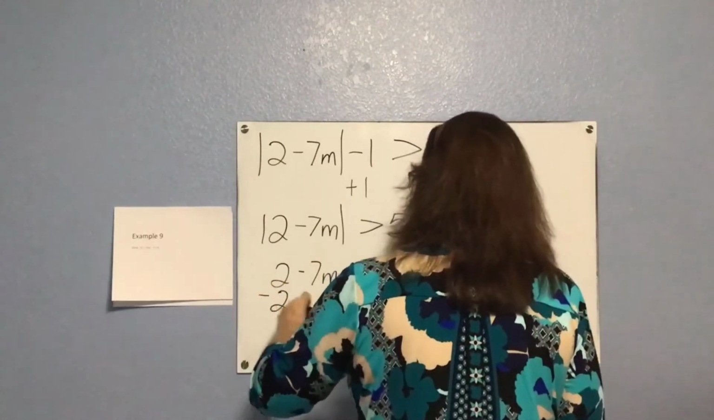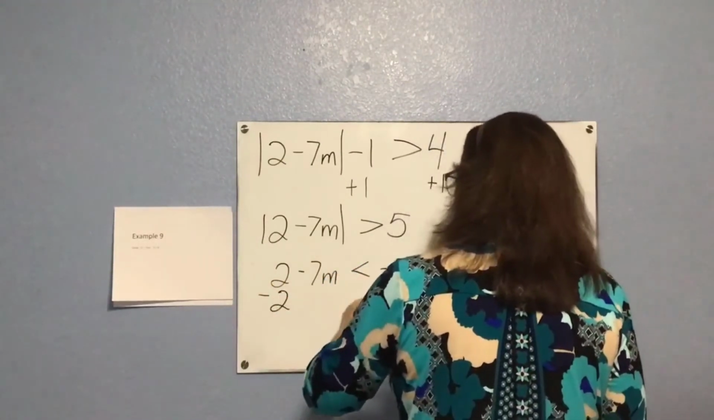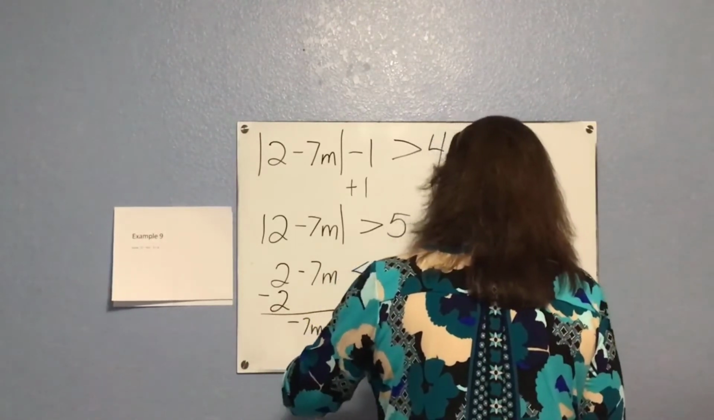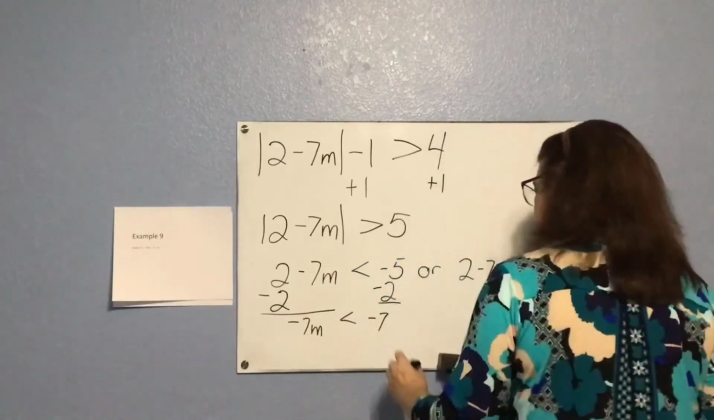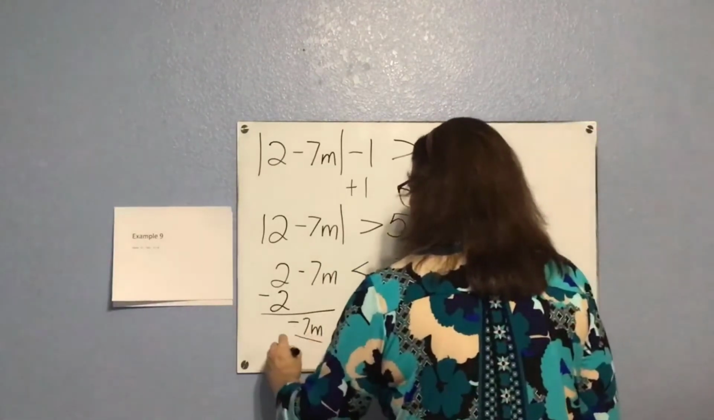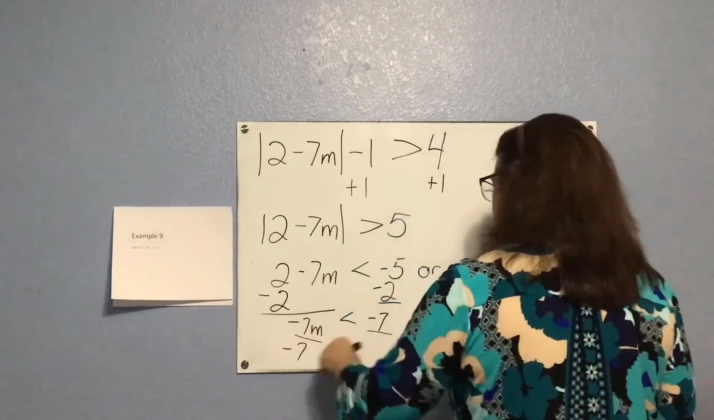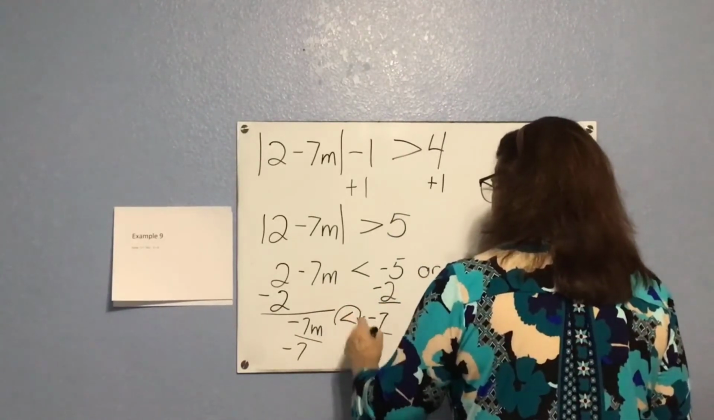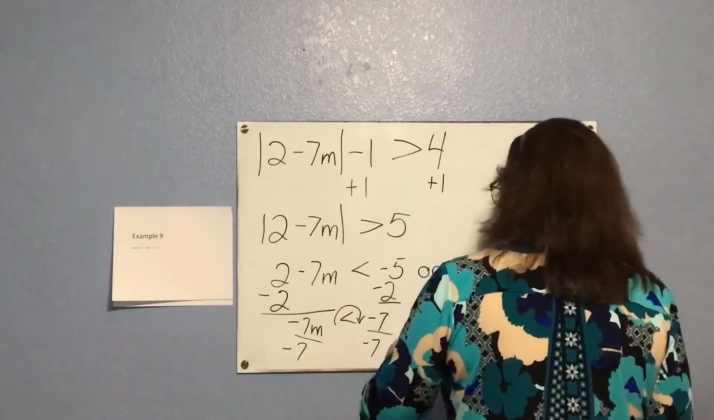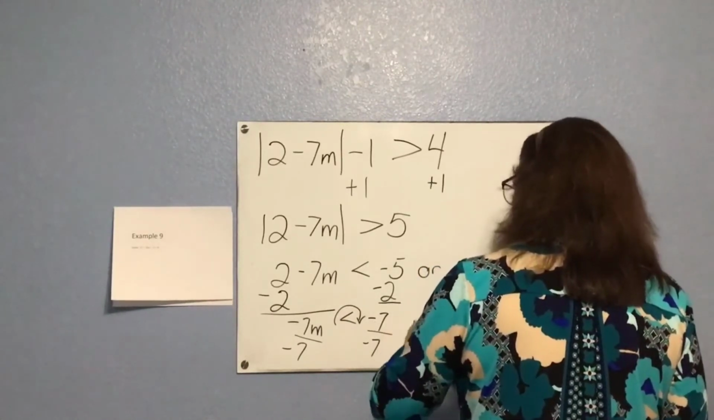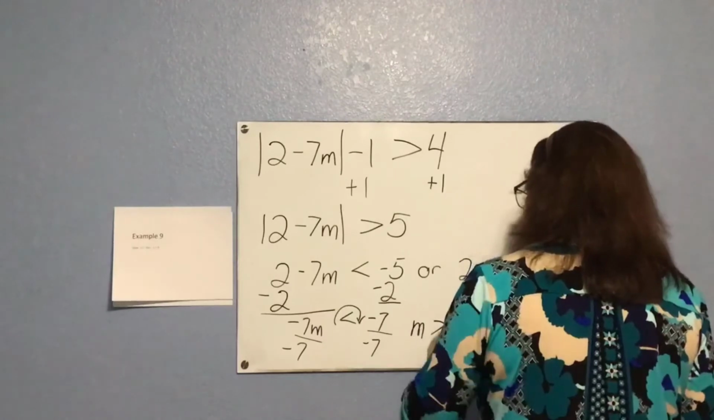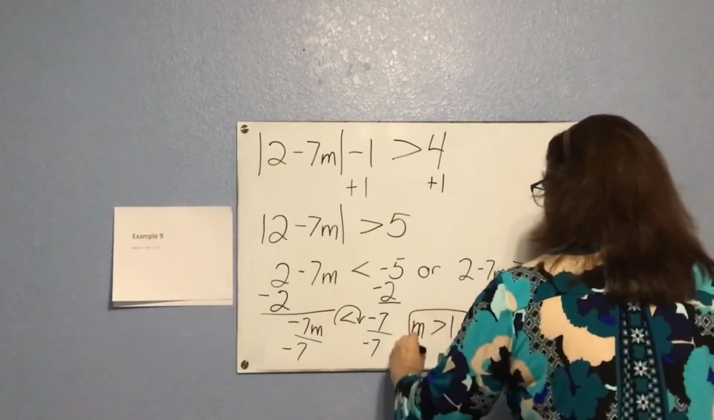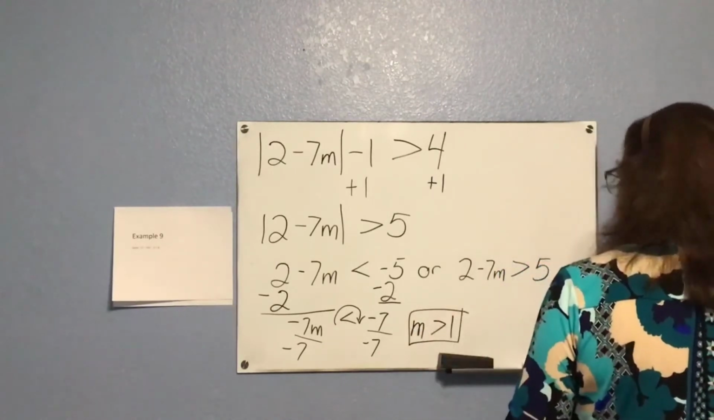I'm going to subtract 2, which is going to give me negative 7m less than negative 7, and then divide by negative 7. But when I divide by a negative, then I have to flip this over. So I'm going to have m greater than 1. So this is one part of my solution.